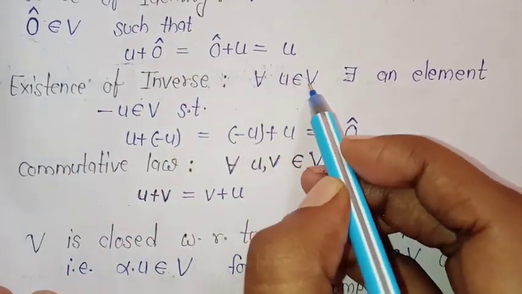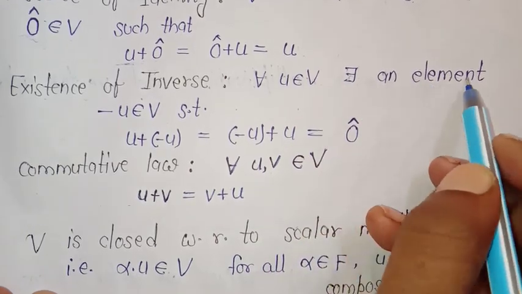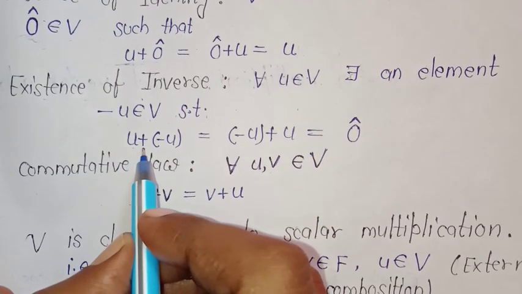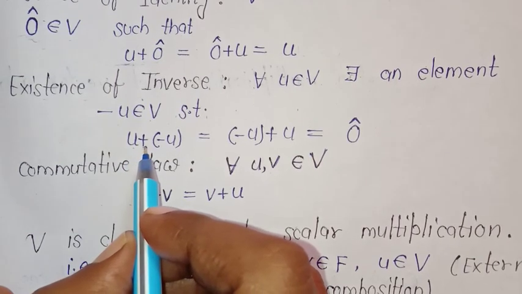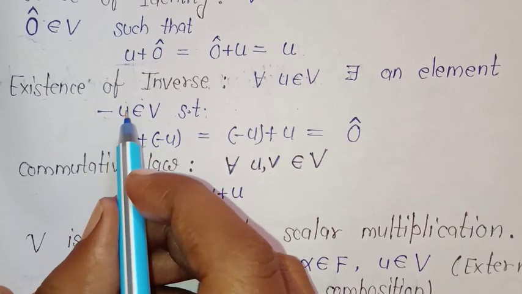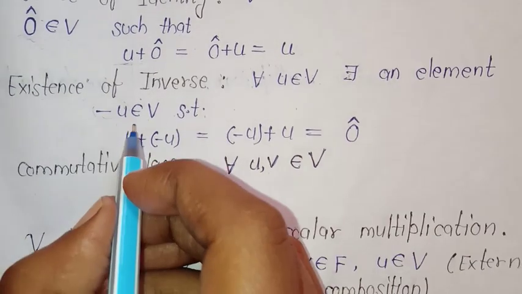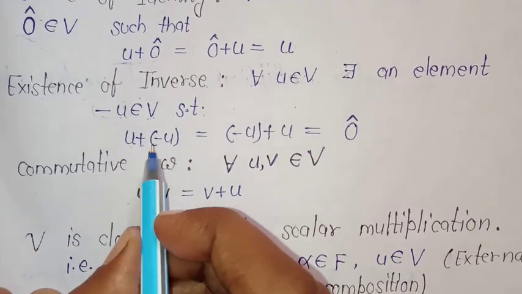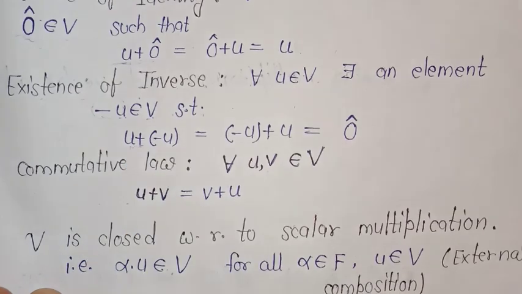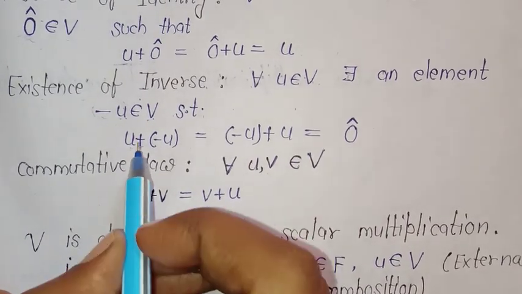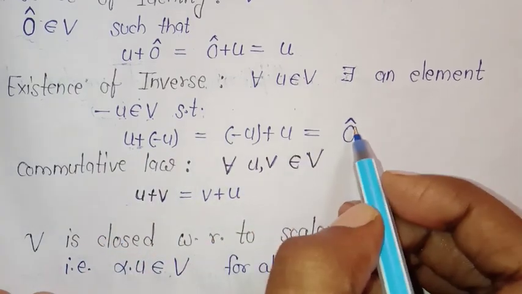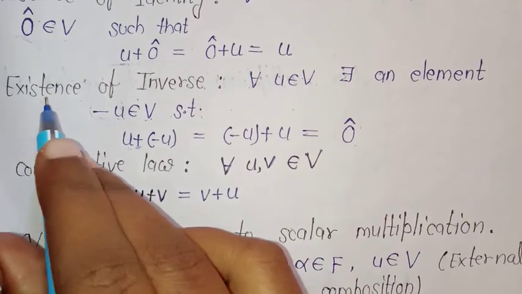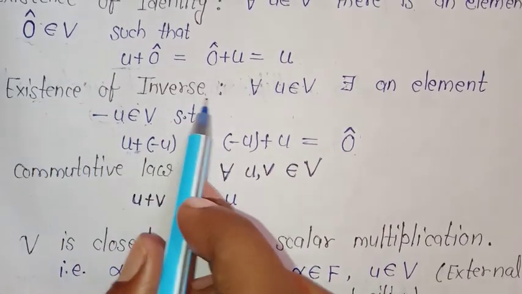Now the next property is existence of inverse. That is, for all u belonging to V, there exists an element minus u belonging to V, such that u plus minus u, this plus being our internal composition, where minus u is the additive inverse of u that also comes from the set V, and their combination with our internal composition will always give us the additive identity, that is the zero vector. So this concludes the existence of inverse property.